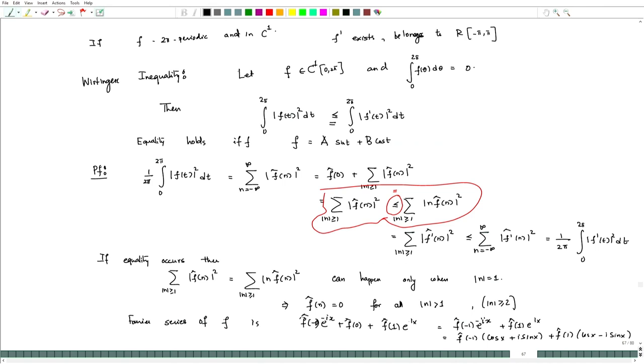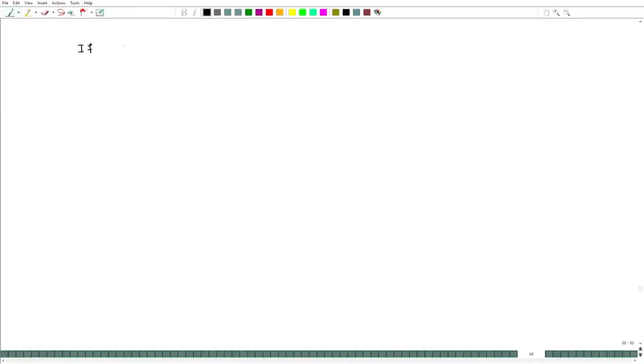Okay, so now another important identity for Fourier series, the Parseval identity, is that if f and g belong to the Riemann integrable functions on minus pi to pi or 0 to 2 pi, then the inner product of f and g is going to be equal to summation over n varying over Z of f hat of n times g hat of n bar. This is going to be another form of the Parseval identity.